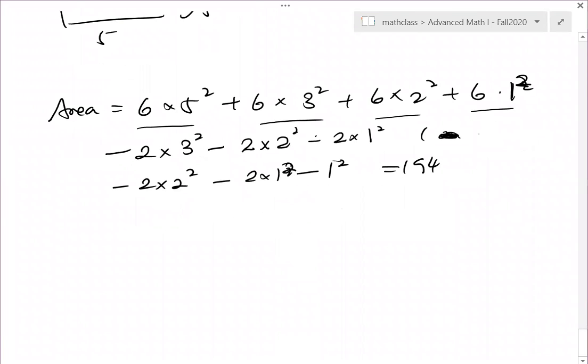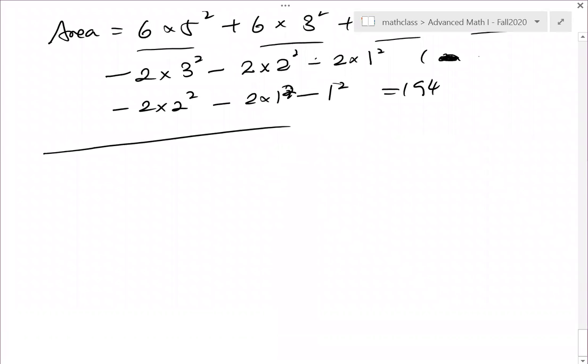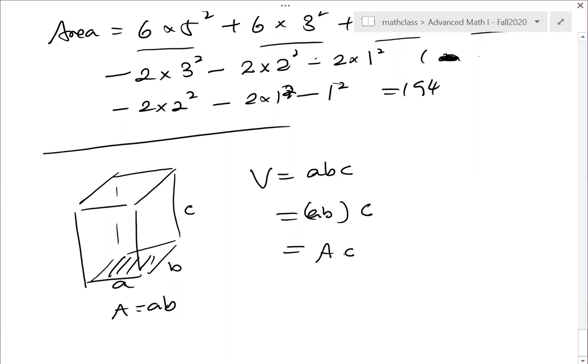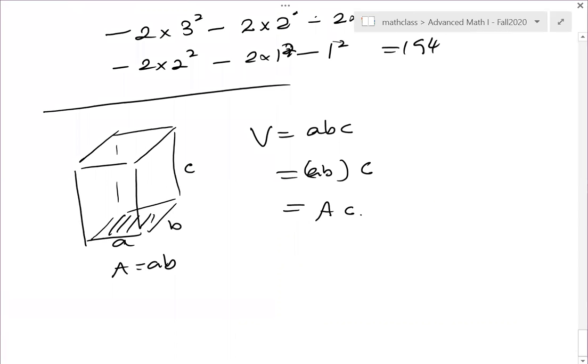All right, in the last few minutes, I'm going to talk about the volume formula again. Take a look at the box, okay? Here's A, here's B, here's C. So remember the volume formula is A times B times C. But let's view it as follows. A times B is the area of this base. So the volume is the area of the face at the bottom times C. C is the height of the solid, okay?